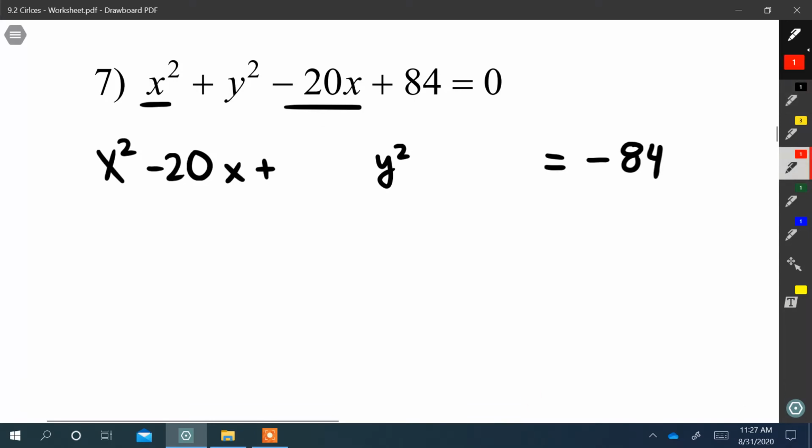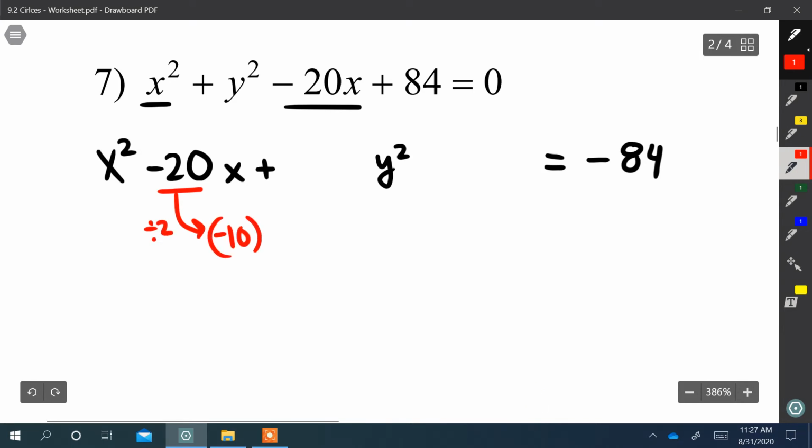All right, so on this one here, I'm going to complete the square. How do I do that? Well, you divide this by 2, and then you square that. So you get negative 10, and then negative 10 squared is 100. That is what you put right there. But if I'm going to add 100 there, I need to add it to here as well.